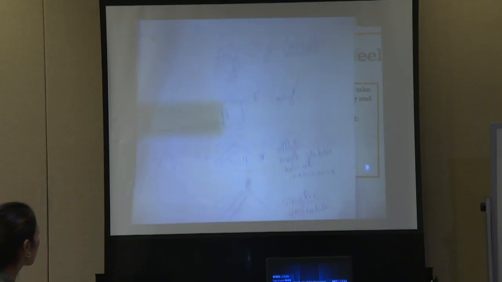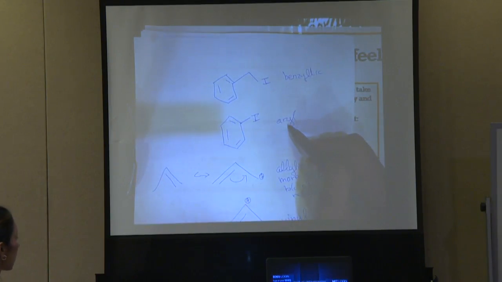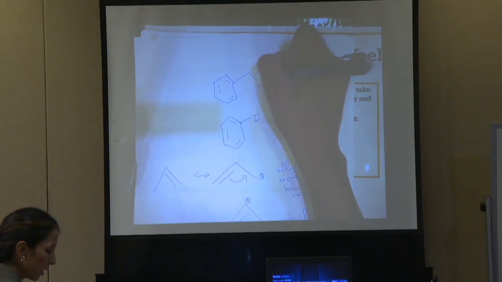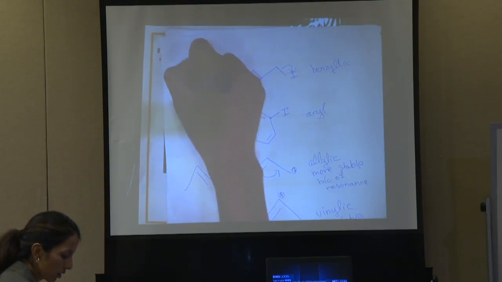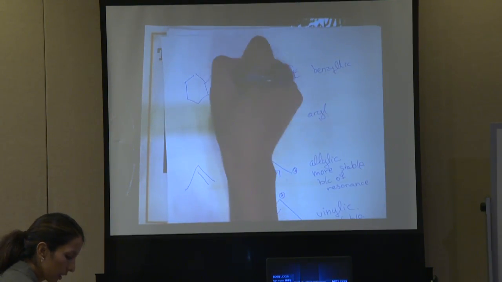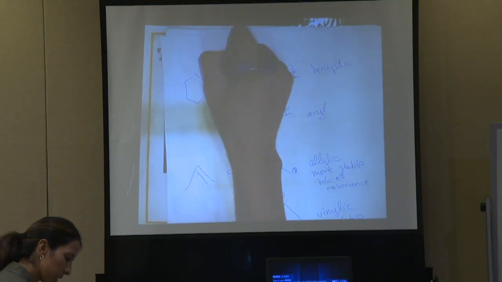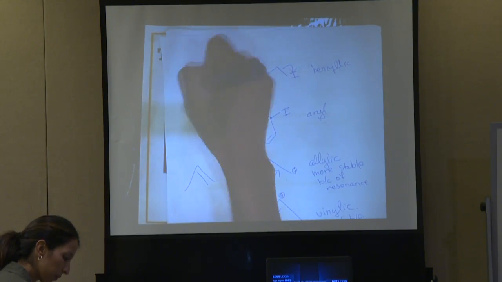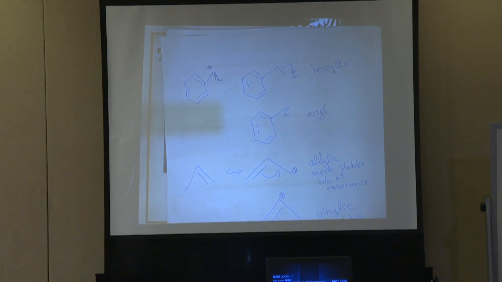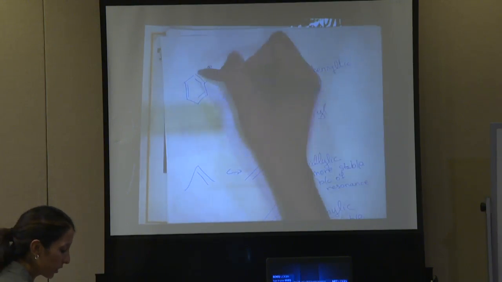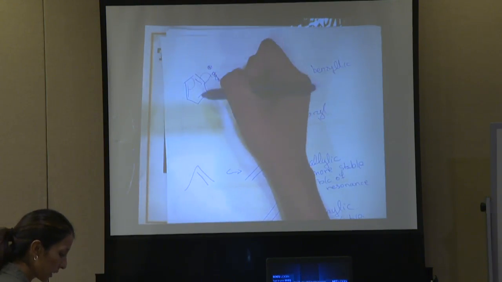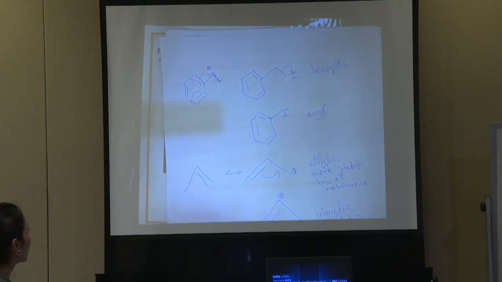All right. So now let's look at benzylic and aryl. Once this leaves, my carbocation is going to look like this. Can that be stabilized? How? Resonance, right? We can do the same thing. We can resonance, and then this can move, and then this can move. So it's really, really stable, even more stable than allylic, right?